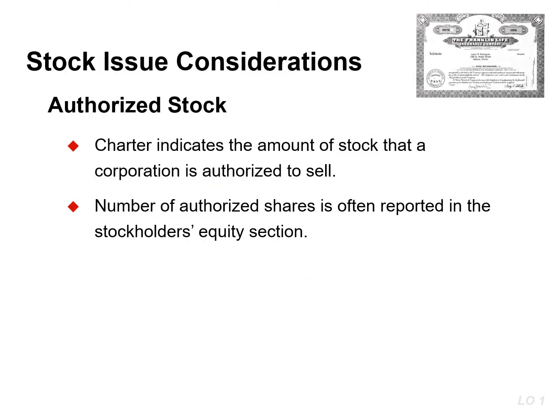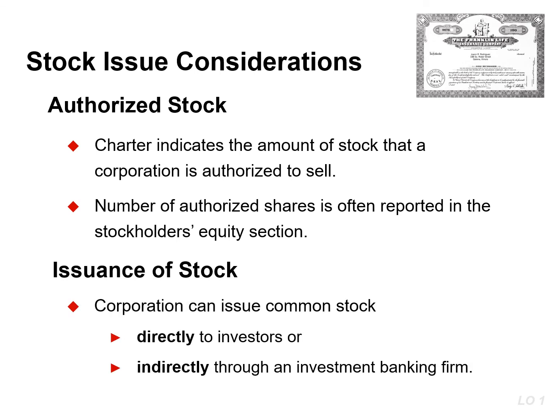Authorized stock is the amount of stock that a corporation is authorized to sell per its charter. The corporation discloses in the stockholders' equity section of the balance sheet the number of shares authorized. A corporation can issue common stock directly to an investor or indirectly through an investment banking firm. Direct issue is typical in closely held companies, and indirect issue is customary for publicly held corporations.